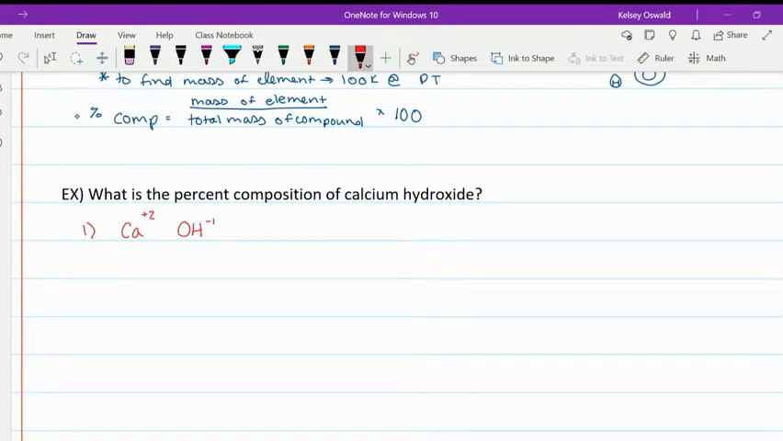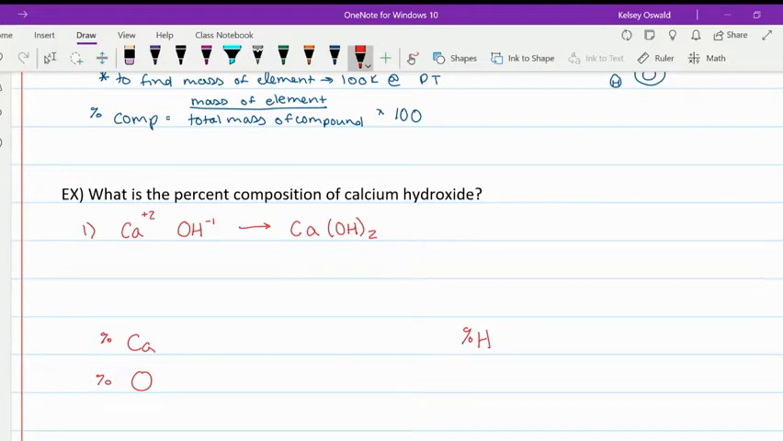If we have a +2 and a -1, in order to get those to balance out, we are going to need 2 of our -1 charges, or 2 hydroxides. So our formula for this compound is going to end up being Ca(OH)2, because again, we need 2 of those OH -1s in order to balance out our 1 Ca2+. Okay, so that's always our first step. Find your formula. Because now we know we have calcium, we have oxygen, and we have hydrogen present in that compound.